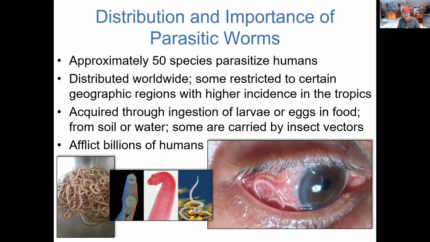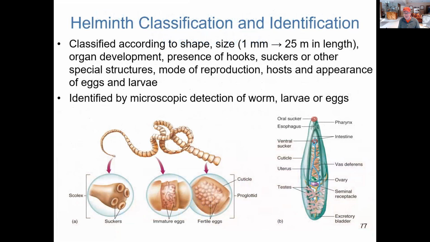Some of these are vectored by insects, just like we saw earlier with regard to mosquitoes and tsetse flies and reduviid bugs. There are other arthropods like those that can vector some of these microscopic forms of the worm. And lots of people are infected with parasitic helminth worms. We don't live in a part of the world where we see much of this, but you go to some parts of the globe, this is not uncommon.